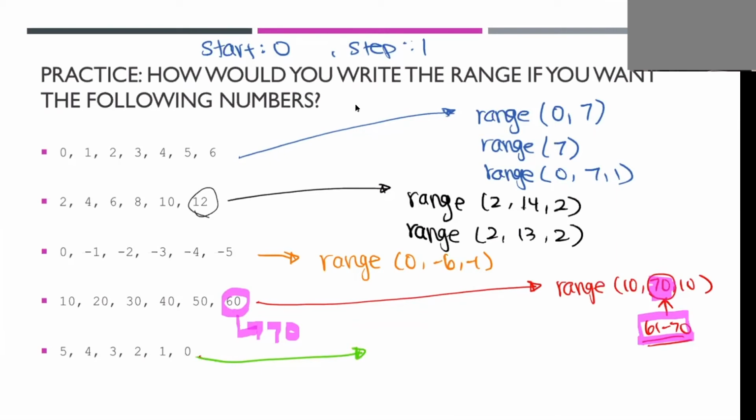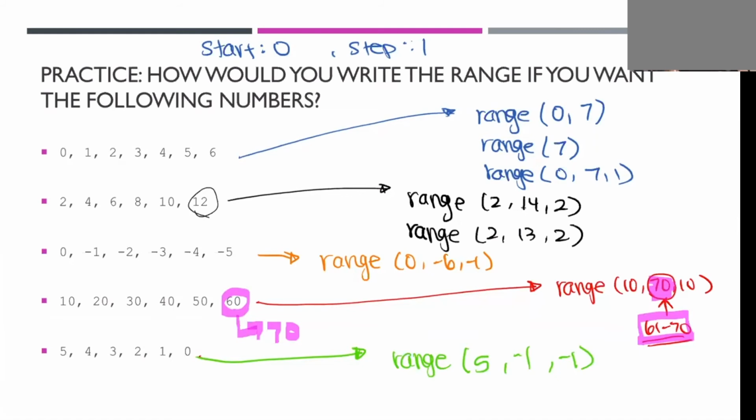So what about 5, 4, 3, 2, 1, 0? Perfect. Range. And we start at 5, we're decrementing, so we're going -1, like we're going down, down, down, down. Since we want to go down to 0, we want to have our limit set at -1 instead of 0. Otherwise, if we write 0, 0 will be excluded from our range, and we don't want to do that.